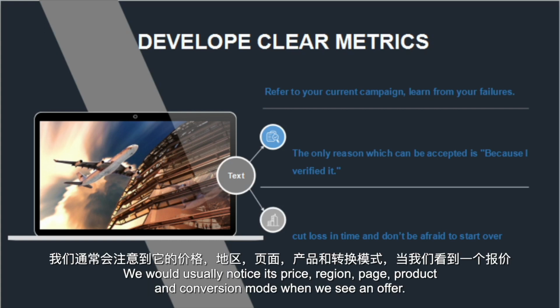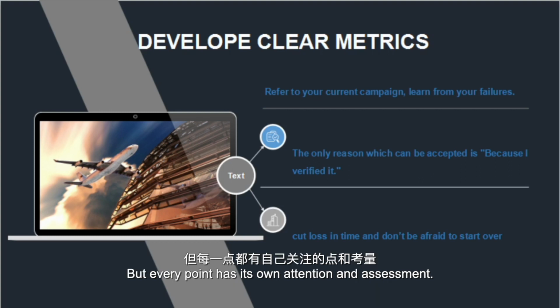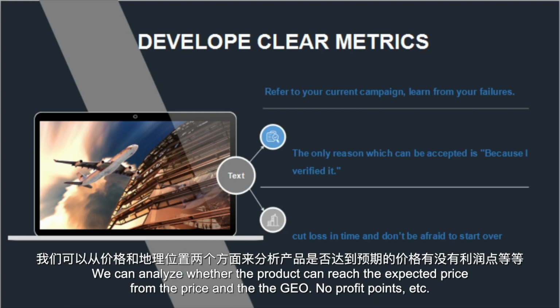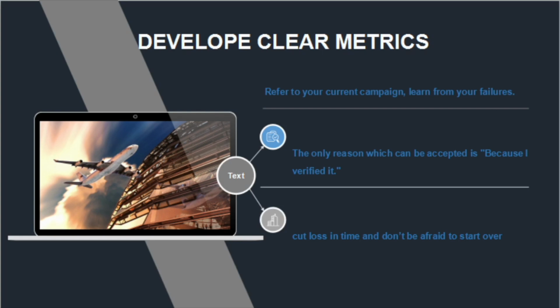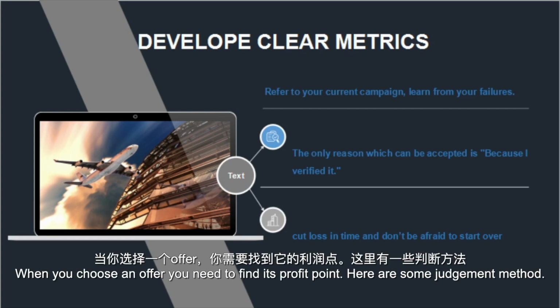We would usually notice its price, region, page, product, and conversion mode when we see an offer, but every point has its own attention and assessment. We can analyze whether the product can reach the expected price from all this basic information. When you choose an offer, you need to find its profit point. Here are some judgment methods.